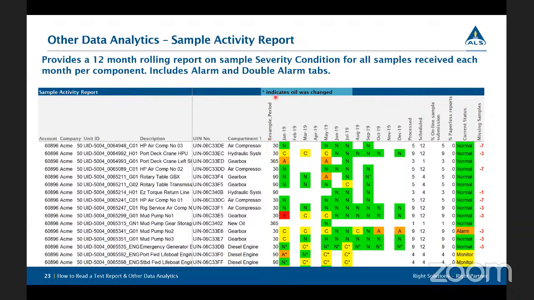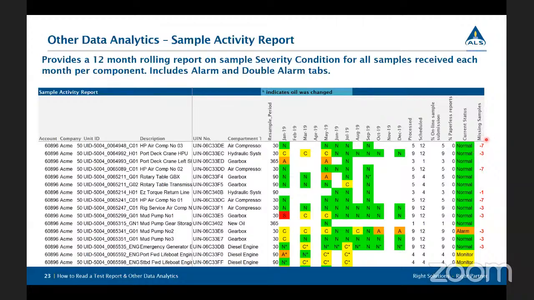Now, what's interesting right here, this column is a resample period. So if you've designated a time that you want to take samples, whether it be every 30 days, such as here, or here it's just once a year, what we then do in this report is look at how many were processed. So for this air compressor, there were 5, but there were 12 scheduled. So over on the far right, we know that there were seven missing samples in the past 12 months.